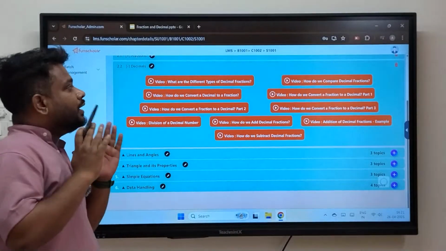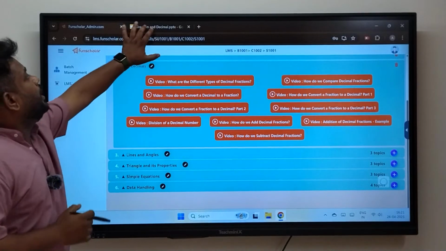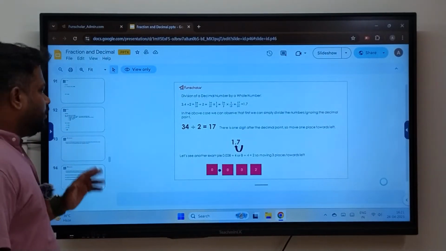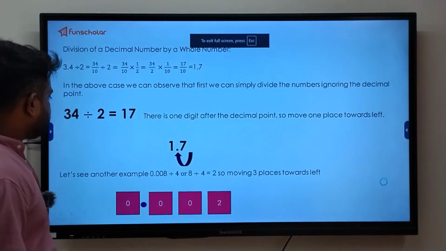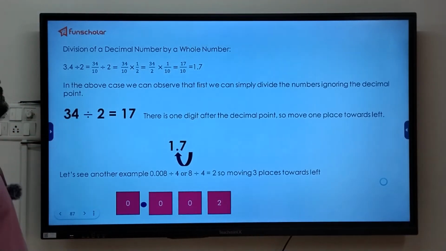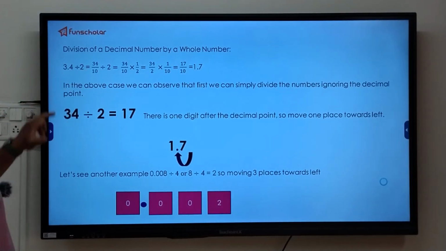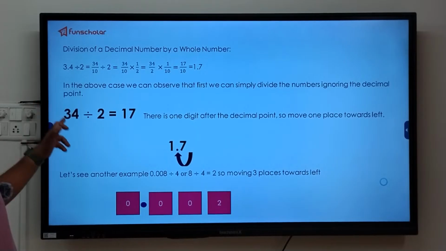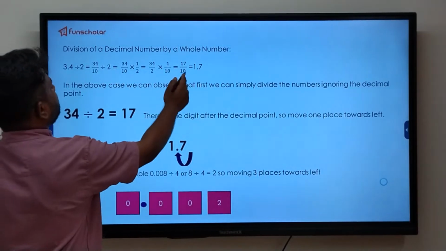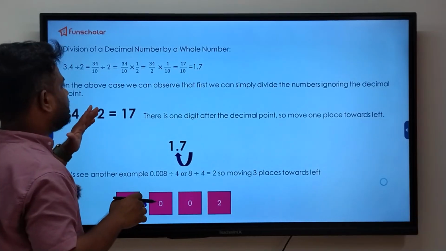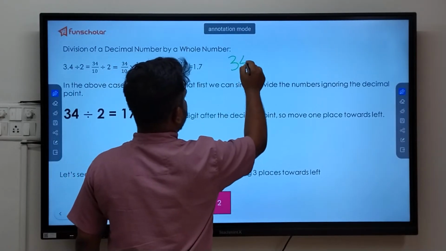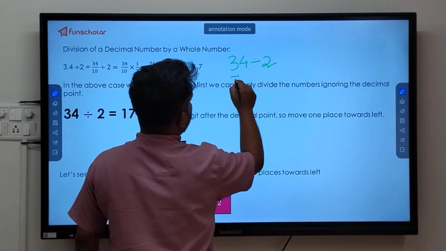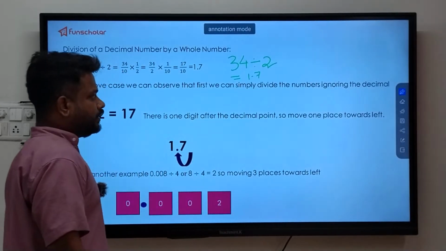Okay, so we have learned about divisions from this video. So let's go further. Here, division of a decimal number by a whole number. The example given is 3.4 divided by 2. We will just divide it like normal whole numbers: 34 divided by 2, it will be 17.